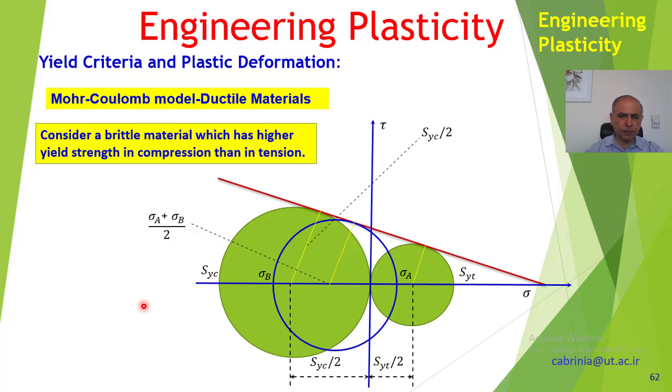And this line, yellow line, is the radius of this circle, so it's SYC over 2. And this yellow line is the radius of the blue circle, it is sigma A minus B over 2. And similarly, the radius for the smaller circle is SYT over 2.